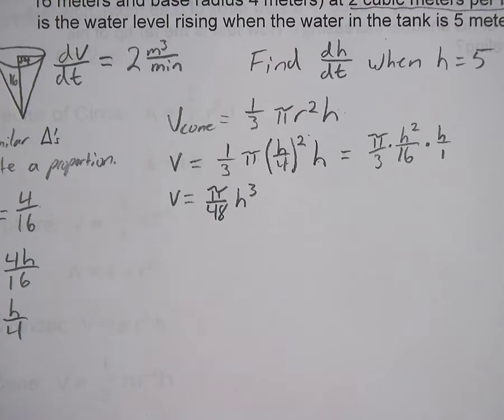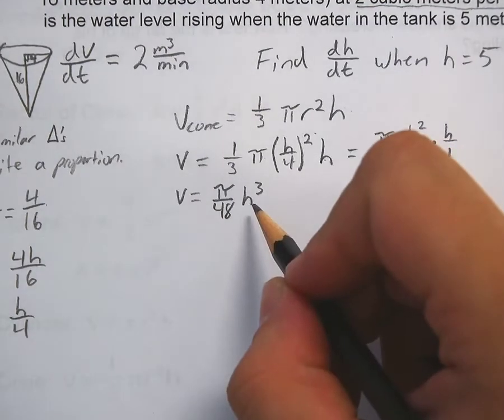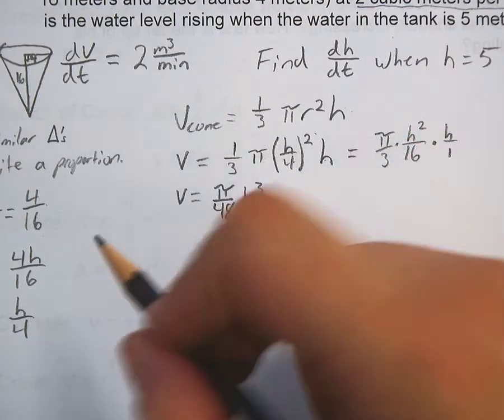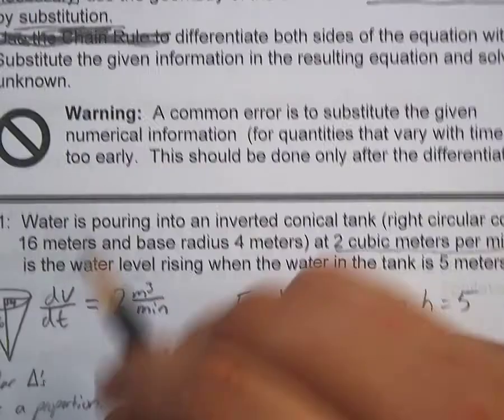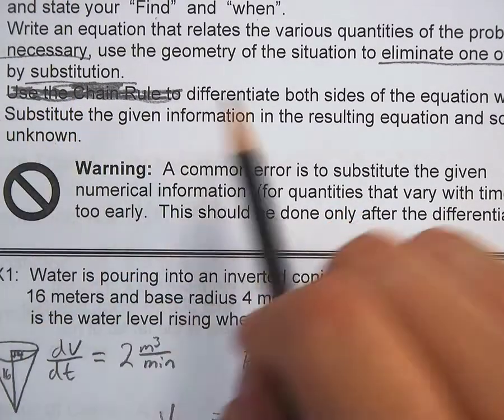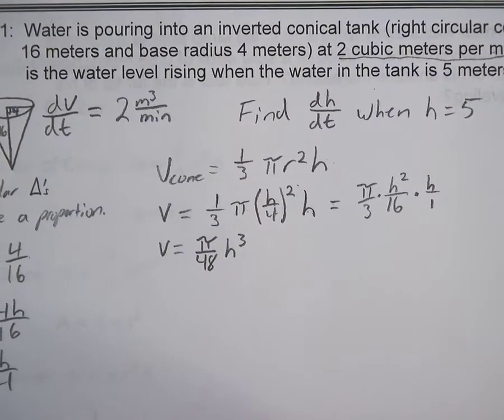Now I'm trying to find dh dt, right? I want to find dh dt, meaning I'm going to have to take a derivative here. So let's take a derivative. That's the next step, right? It says differentiate both sides. So let's differentiate both sides.